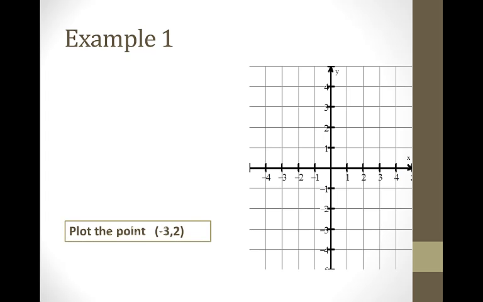So example 1, let's say we want to plot the point -3, 2. So what does this mean? This is ordered pair notation. And the ordered pair notation is always x, y. And we're talking about x's and y's. If we have other letters, it will be in alphabetical order. So -3, 2, we're going to go, here's our point, and it's going to go over -3 on the x-axis and up 2 on the y, and that's where our point's going to be.